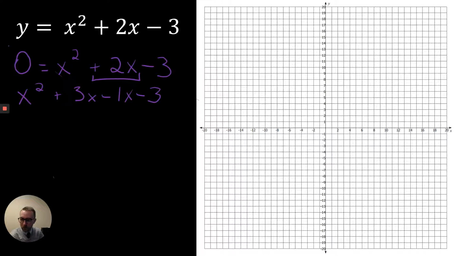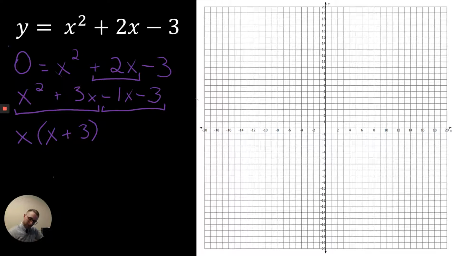So continuing, I have 4 terms now, and I'm going to group these terms into 2 sets of 2, into 2 pairs. So I have x squared and 3x on the left here. I have negative 1x and negative 3 on the right. And for each of these pairs of terms, I'm going to find a common factor, something that multiplies into both of those. So on the left, x squared and 3x, their common factor is x. If I factor that out, x squared divided by x is x. 3x divided by x is 3.